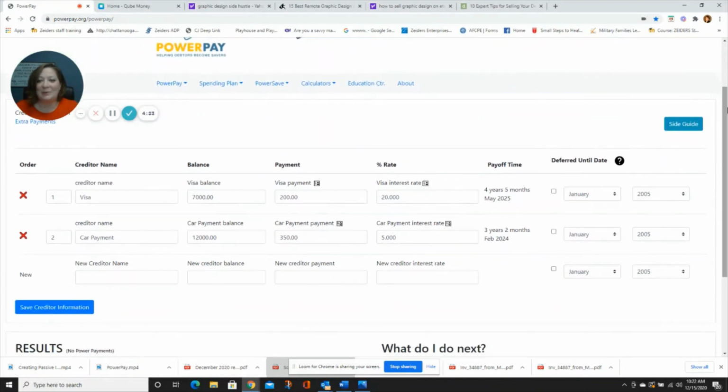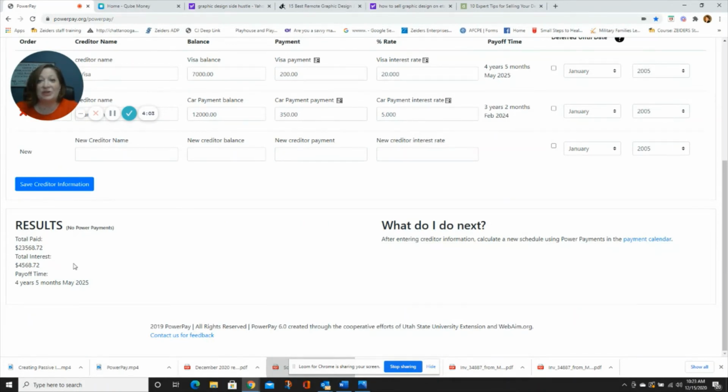So right here, you have a list of your creditors, your Visa balance, payment, interest rate, and it tells you how long it takes for your debt to be paid off. And then also, it shows you how much total interest you've paid towards the debt that you have. That's a real eye-opener for me when I show my clients this. It's like, wow, I had no idea how much money I would be paying someone to borrow that money. And that can be a really huge motivator to help you pay off that debt faster.